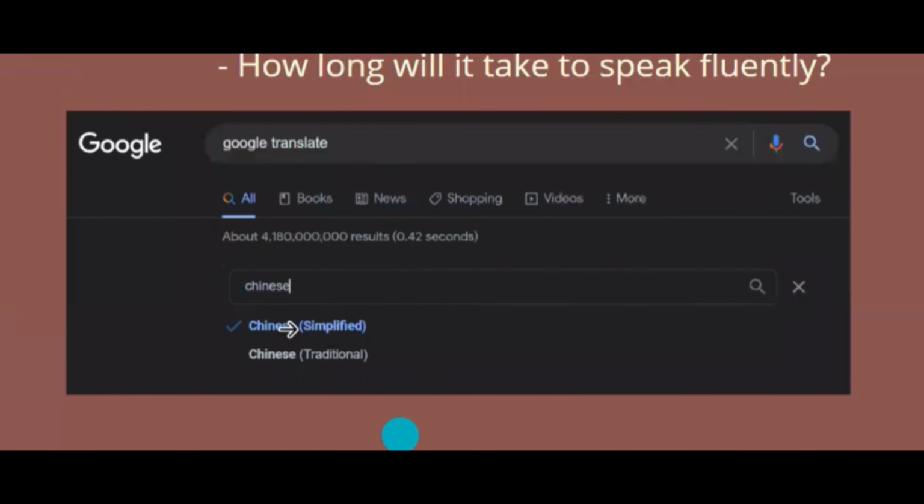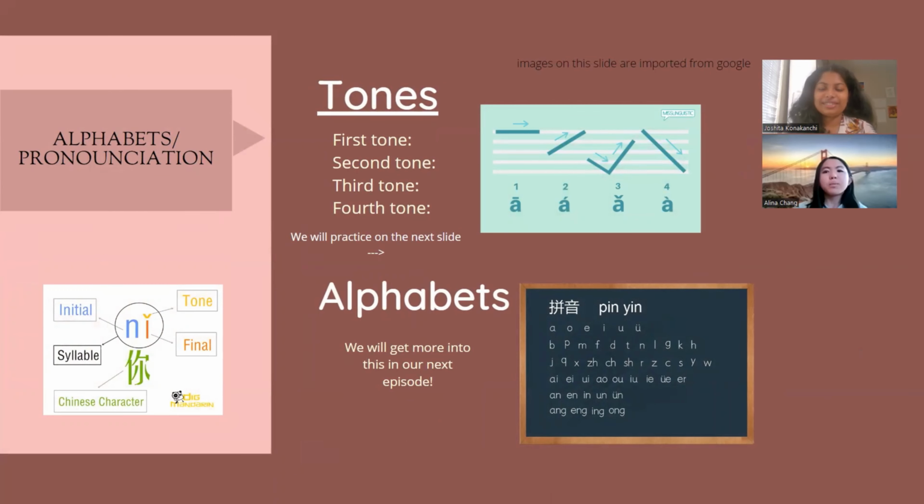This is the image I got from Google Translate. Before we get into some sentence structures and some basic sentences, we'll learn about the four tones in Mandarin and some introduction to reading the alphabet, which is called pinyin. They kind of look like English letters, but they represent the sounds in Chinese. So to start off, we'll start with learning the tones.